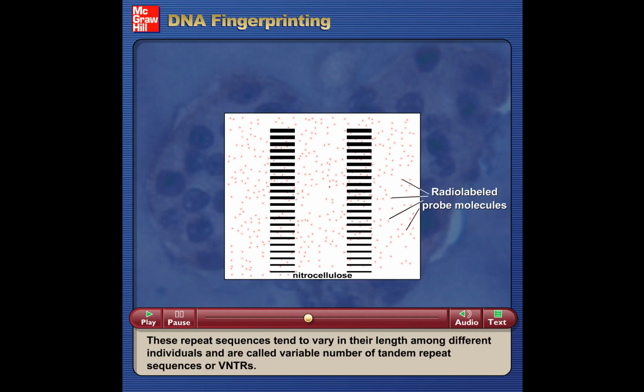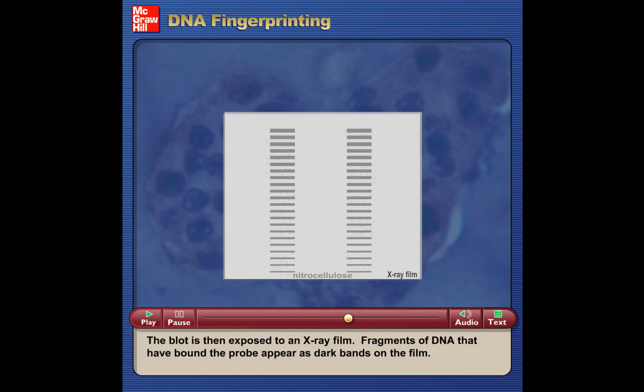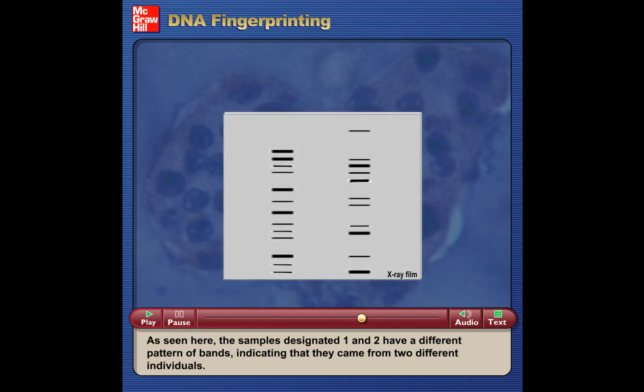These repeat sequences tend to vary in their length among different individuals and are called variable number of tandem repeat sequences, or VNTRs. The probe molecules hybridize to DNA fragments containing the repeat sequence, and excess probe molecules are washed away. The blot is then exposed to an X-ray film. Fragments of DNA that have bound the probe appear as dark bands on the film. As seen here, the samples designated 1 and 2 have a different pattern of bands, indicating that they came from two different individuals.